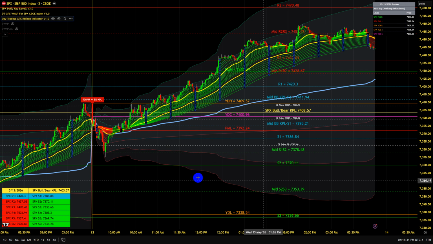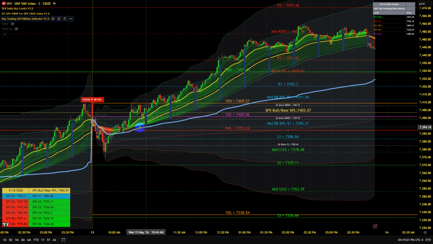as you can see here, now you could have this entry right here, we're still not getting confluence here on this BBKPL alert here, but here we're starting to get an all red ribbon with it pulling away. So if you wanted to take this trade here, you could play it down to this mid S1, S2 level here, and then we get the reversal here in which we see finally the ribbon starting to turn all green here, and then it closes back above YDC. Of course, it does start closing above PML as well.